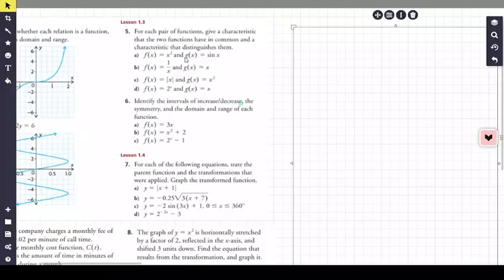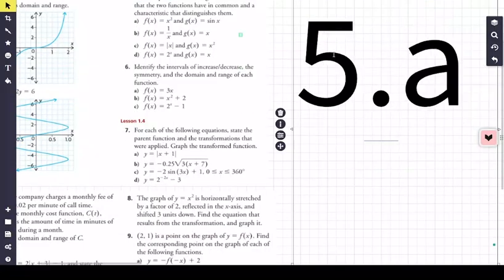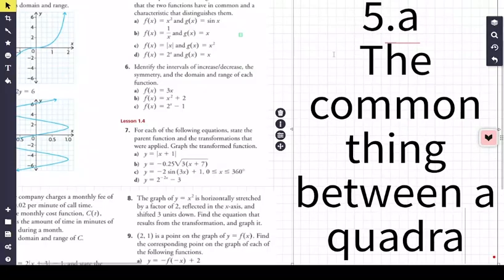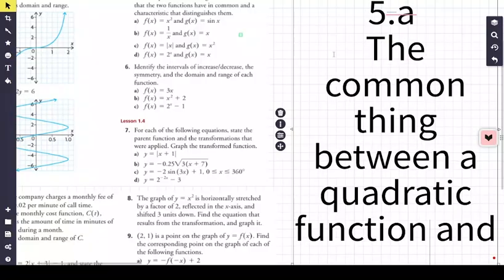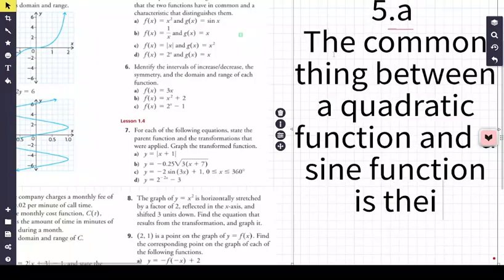Alright, let's go ahead and talk about these two functions. Right off the bat, you could think, these are kind of weird. It doesn't seem like they have anything in common. So we could talk about something like domain. Domain is a very generic thing, so obviously, right off the bat, we found one thing that they have in common. So 5a, the common thing between a quadratic function and a sine function is their domain.